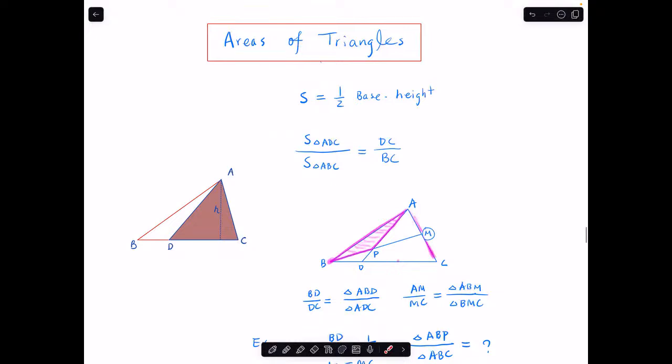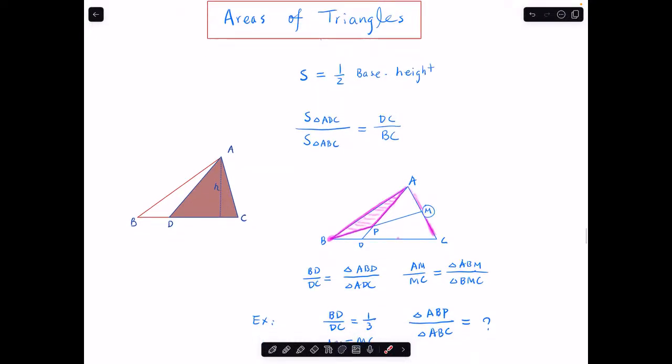Some of you probably learned that in elementary school. That is a formula where the area, usually say S, equals half of the base times the height.